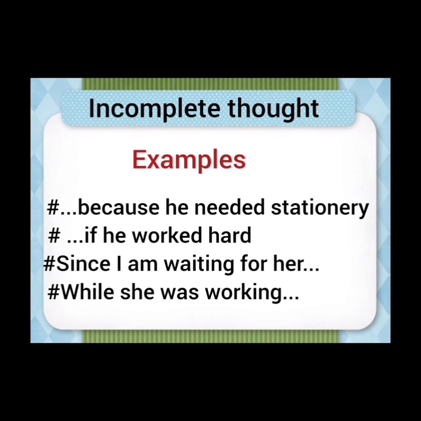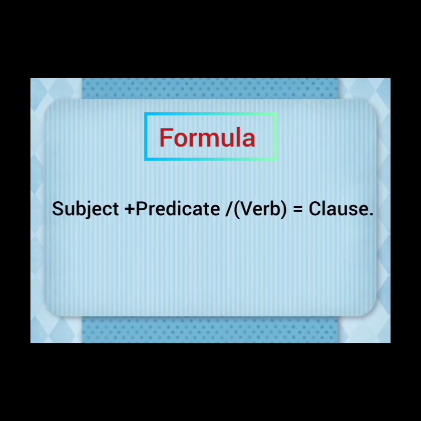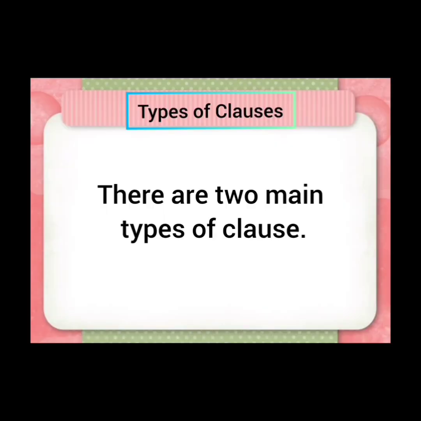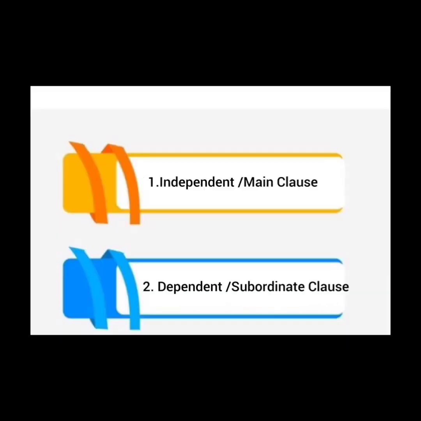Let's see the formula for a clause: a subject and a predicate or a verb combination will be considered as a clause. Now let's have a look at the types of clauses. There are two main types of clauses. Number one is the independent or main clause, and number two is the dependent or subordinate clause.